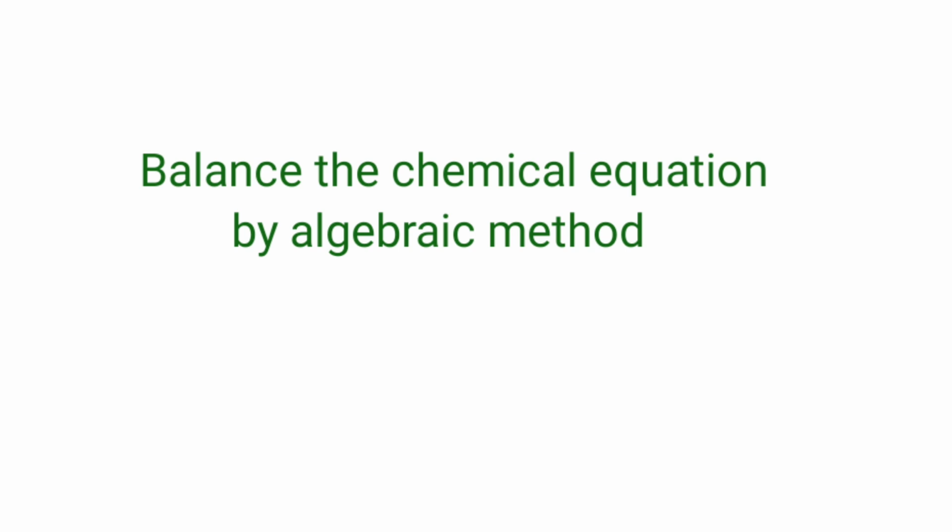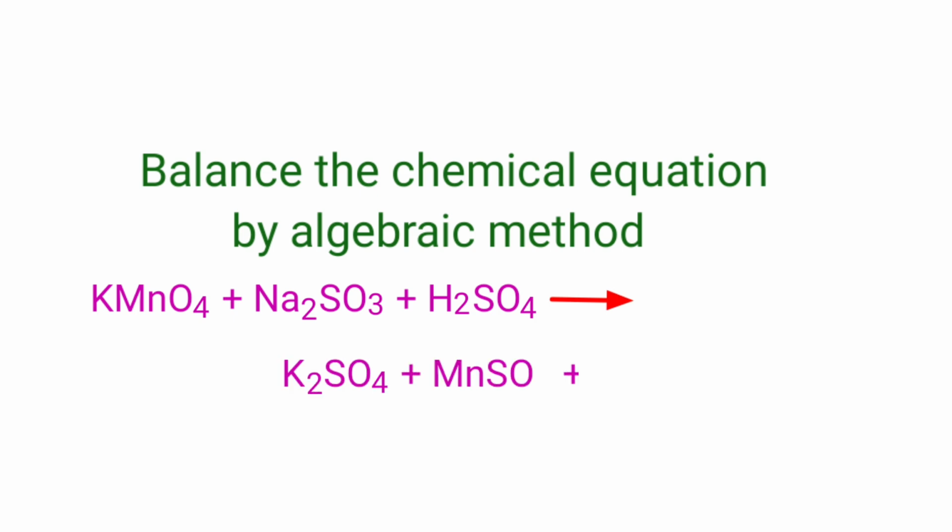Balance the chemical equation by algebraic method. Potassium permanganate plus sodium sulfite plus sulfuric acid gives us potassium sulfate plus manganese sulfate plus sodium sulfate plus water.